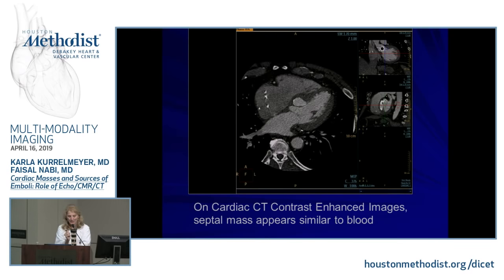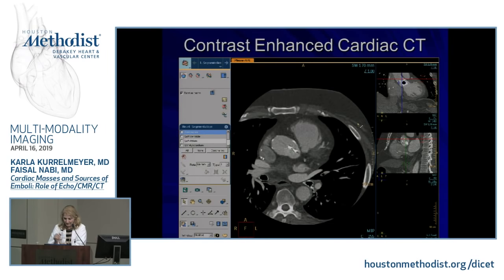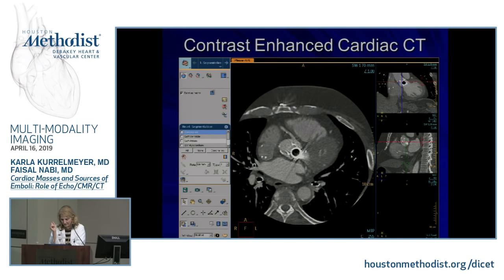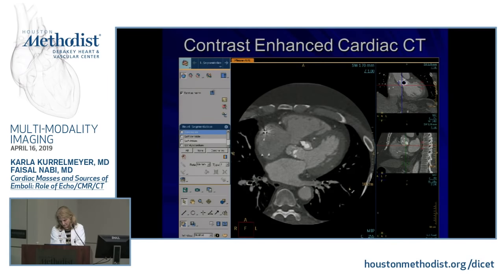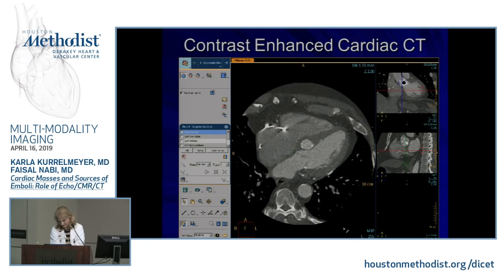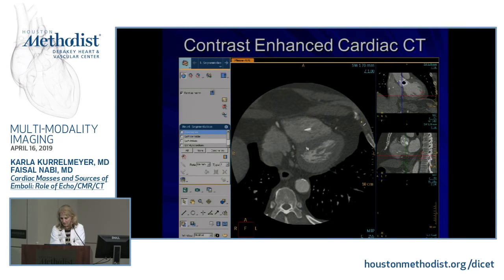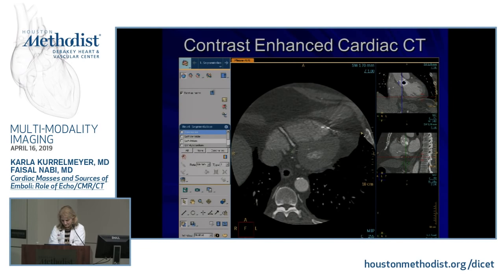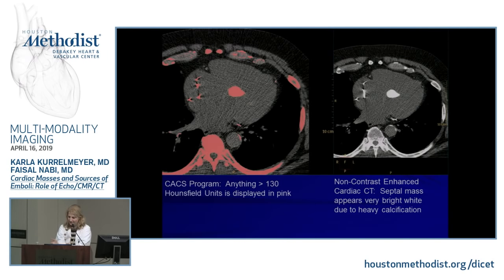So the patient went on for cardiac CT, and you can see that the septal mass appears similar to blood. The inside of the heart and the mass look the same, suggesting that the mass is probably perfusing. This is the contrast-enhanced cardiac CT. There you can see the prosthesis, and here you see the mass right after it. It's got a lot of calcium in it, but it's not all calcified, because there are also non-calcified elements to it. And this is the non-contrast CT, and you can see that it's very white, which says that it's very, very calcified.